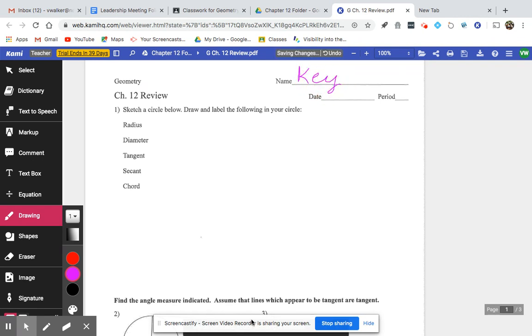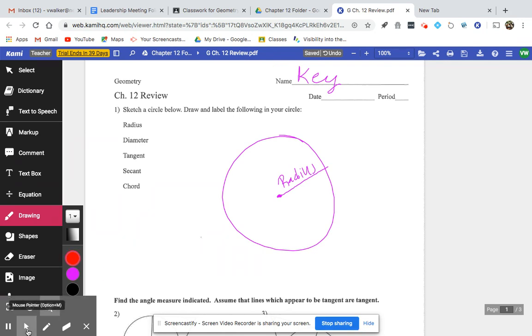So we are going to start with number 1. We want to sketch a circle and draw and label the following: a radius, diameter, tangent, secant, chord. Now, with the key with this, it can look anything like you want it to. I don't claim to be an artist in any way, so I'm just going to do my best. That's supposed to be a circle. I'm going to say the center lives there, and right there's my radius.